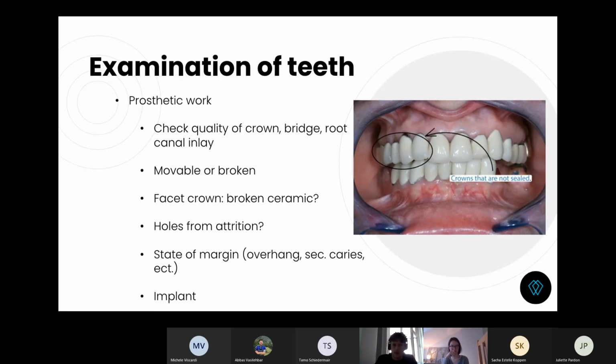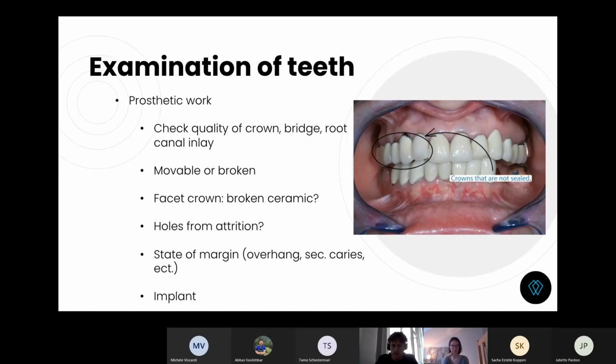And you should check if the margins of the crown are well sealed, so there's no chance of secondary caries. On the picture here, you can see really bad crowns or bridge retainers, I think, where the margins are kind of open and it's not really well sealed, and you can see there's probably a secondary caries going to develop pretty soon. For this, you can always use the probe, go with the probe along the margins, and see if there's a gap or if it's smooth.